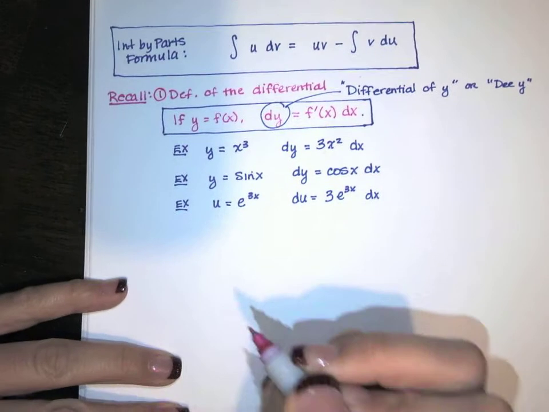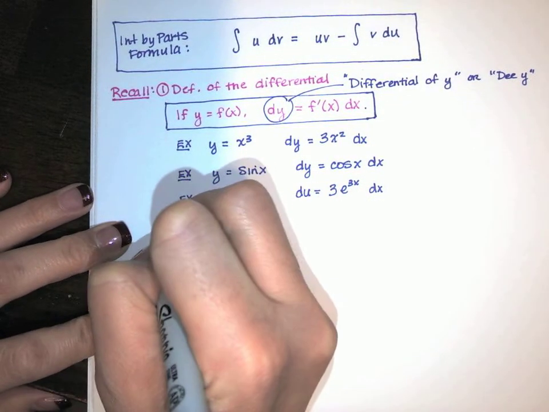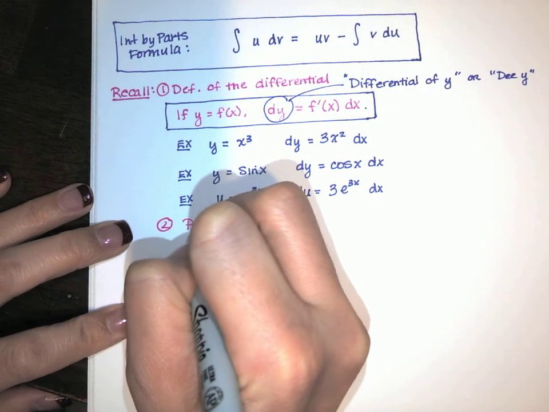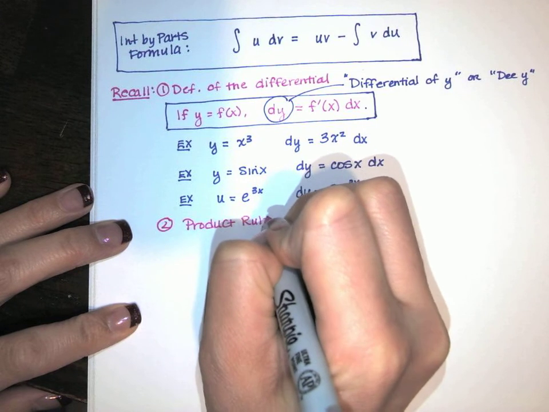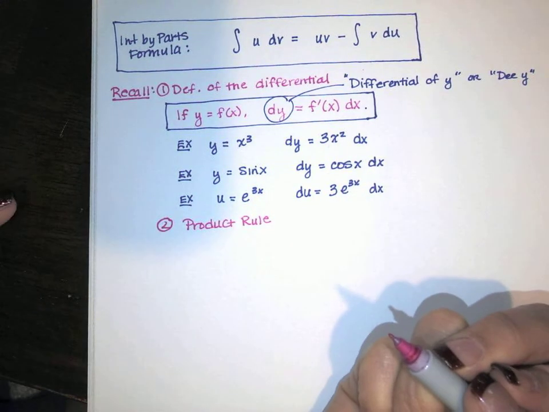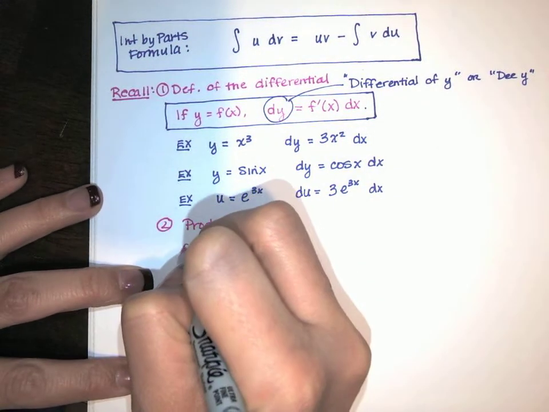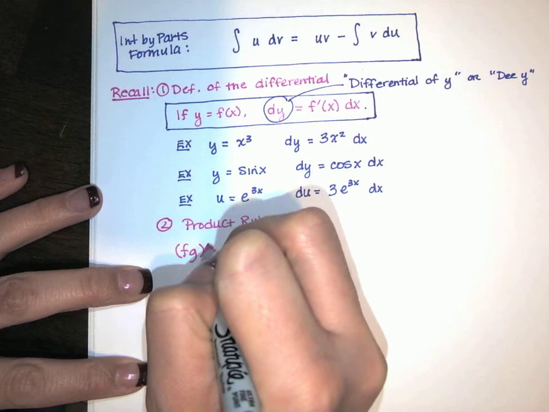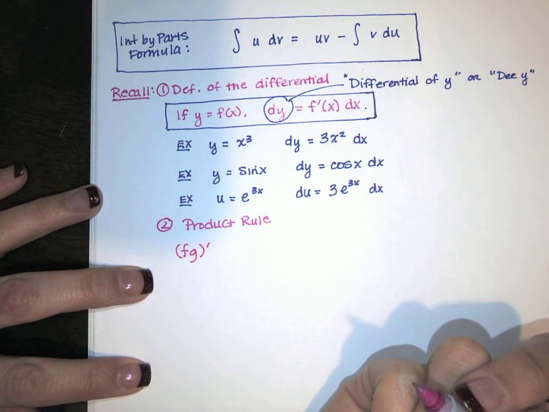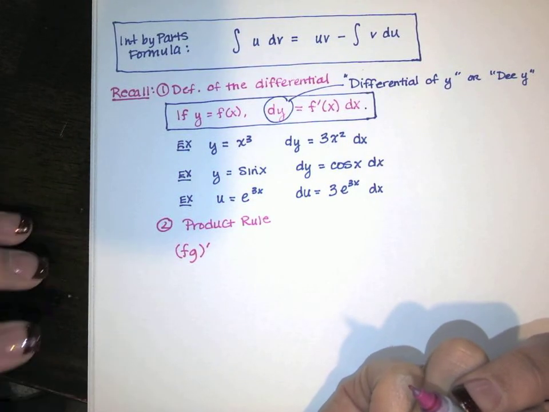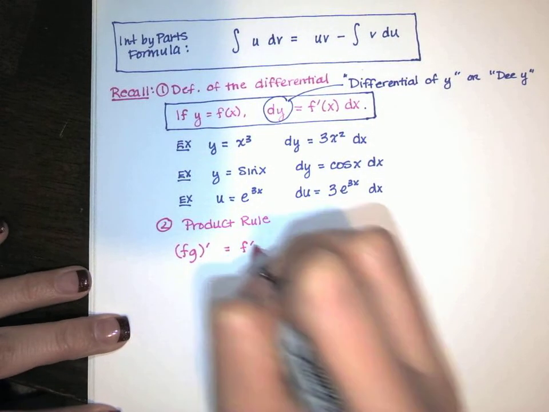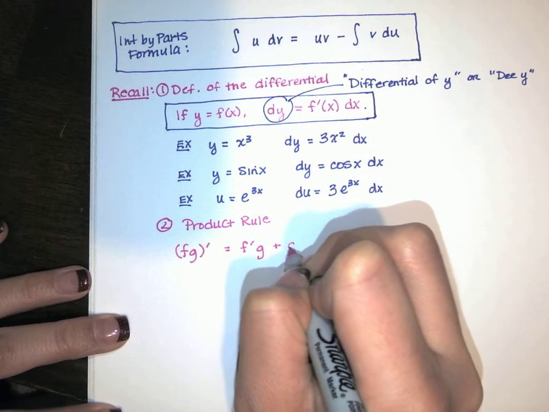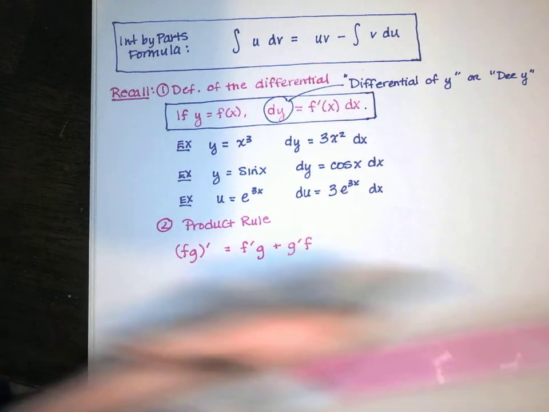We also need to remember the product rule. Now there are lots of different ways to state the product rule. If you used prime notation back in Calc 1, you probably saw it written this way. The derivative of f times g, or fg quantity prime, is derivative of the first times the second plus derivative of the second times the first.